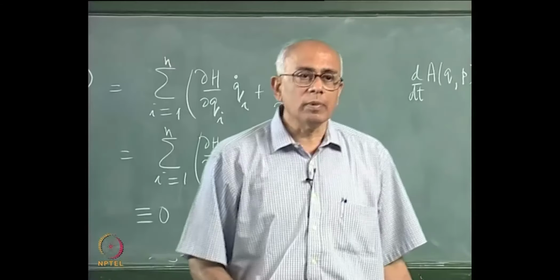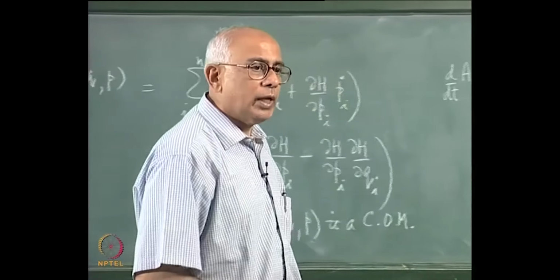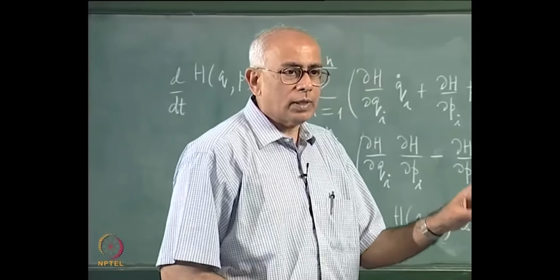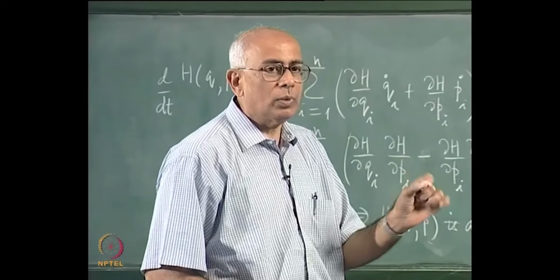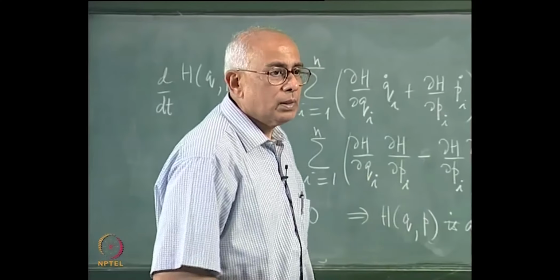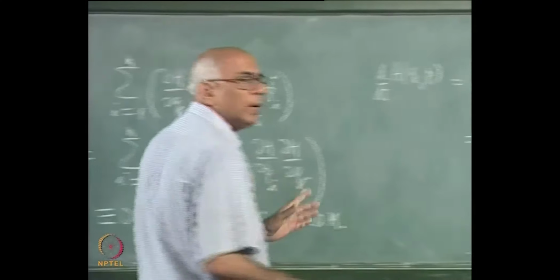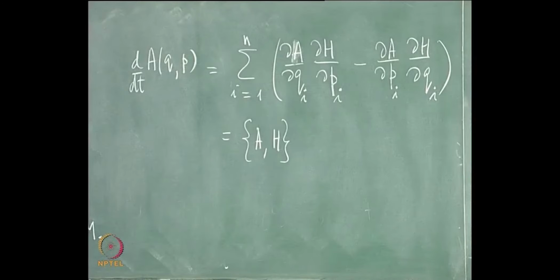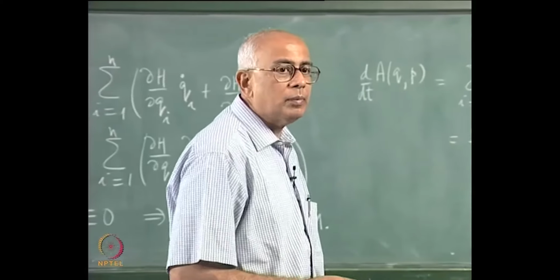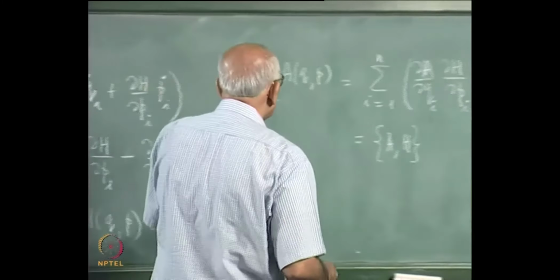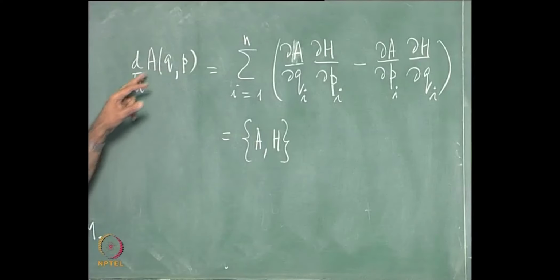Now that is a remarkable fact. It says the rate of change of any function of the dynamical variables is just the Poisson bracket of that function with the Hamiltonian of the system. That tells you the fundamental role played by the Hamiltonian. Of all the functions of the dynamical variables of such a system, the Hamiltonian is predominant, plays a fundamental role because it controls the rate of change with time of every other function.